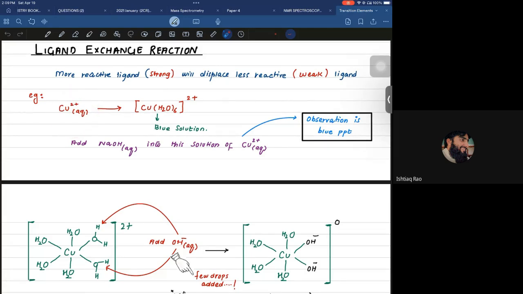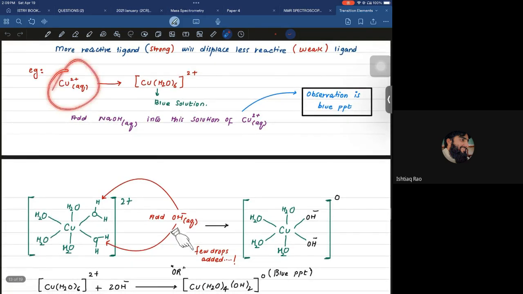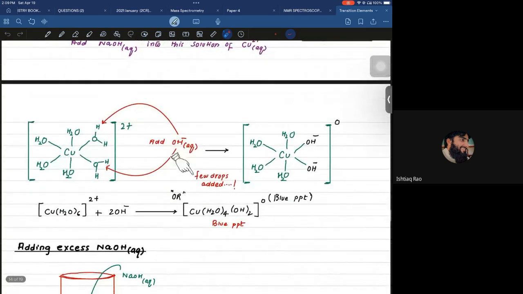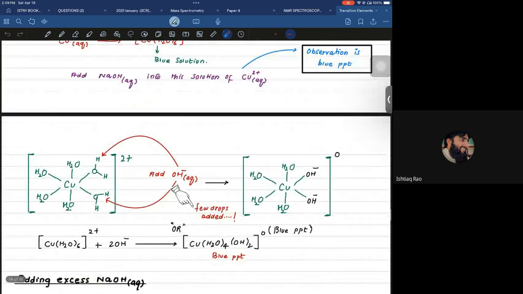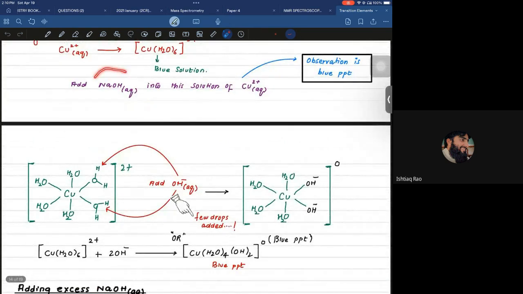Once you add copper 2+ in a solution, you will see that the water would be surrounding this copper 2+. So it would be forming this Cu(H2O)6, and this is the charge of copper. There is no charge on water. That's the reason you are going to have this charge. So this is of copper basically. And then I'm saying that you are going to add NaOH into this solution of copper 2+.